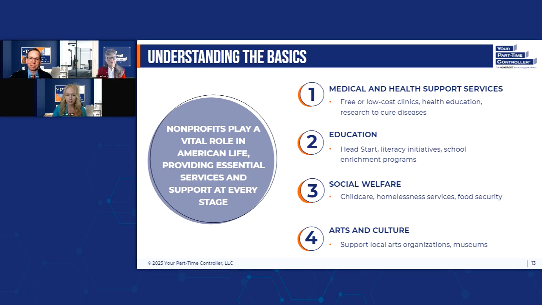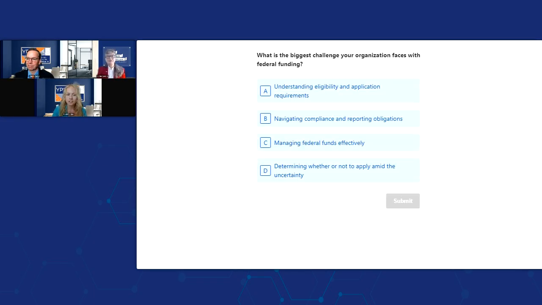Absolutely. All right, so before we shift gears just a little bit, we are going to have our second poll question of the day. So again, click directly on the slide area and respond. What is the biggest challenge your organization faces with federal funding? Is it understanding the eligibility and application requirements, maybe navigating the compliance, which we're going to speak more into in just a few minutes? Is it managing federal funds effectively? Also, we're going to touch on that later. And then is it determining whether or not to apply amid the uncertainty?